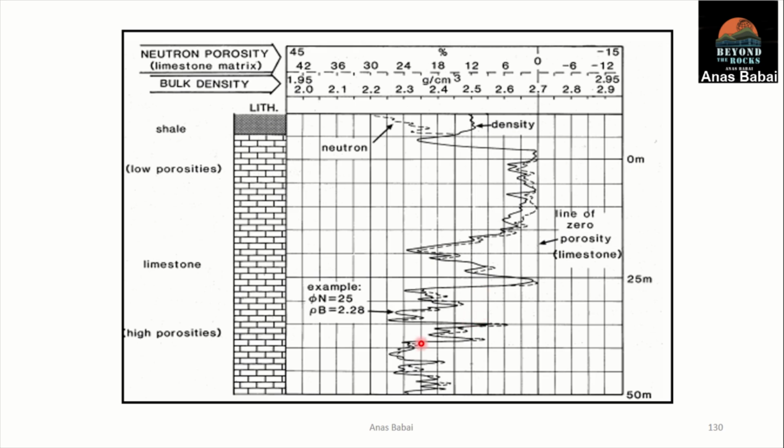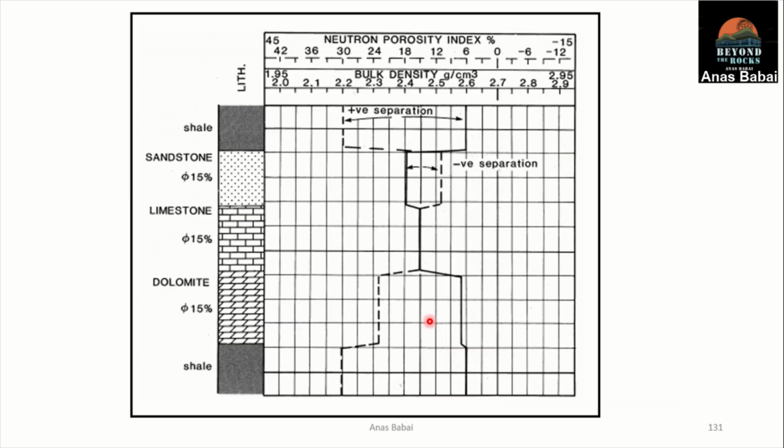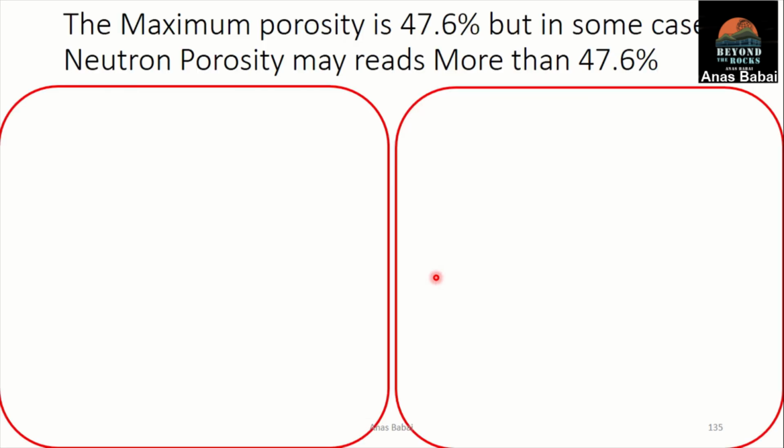In limestone, neutron and density will more or less coincide with each other. This is the negative separation in sand, positive separation in shale. We have also positive separation in dolomite, but in this case the gamma ray is the one we use to differentiate between limestone and dolomite.